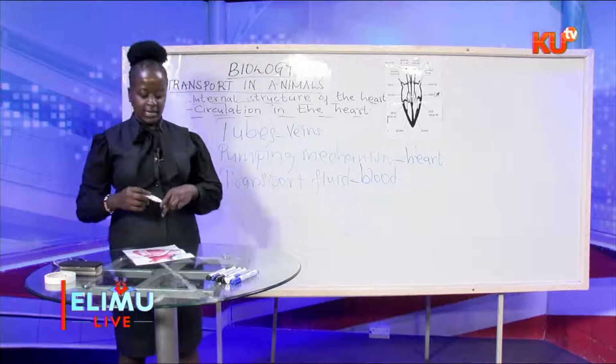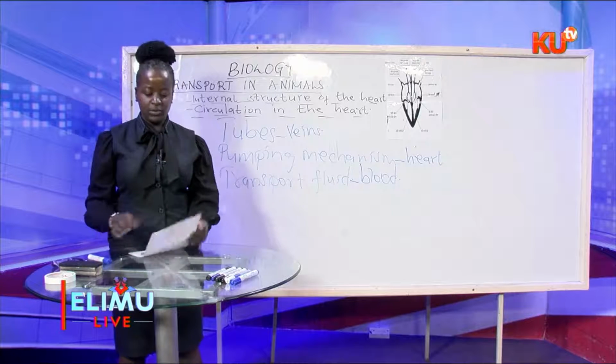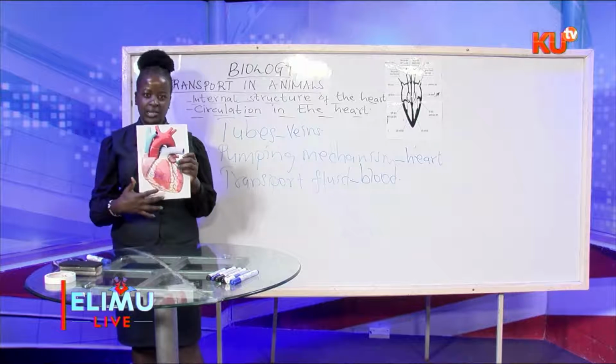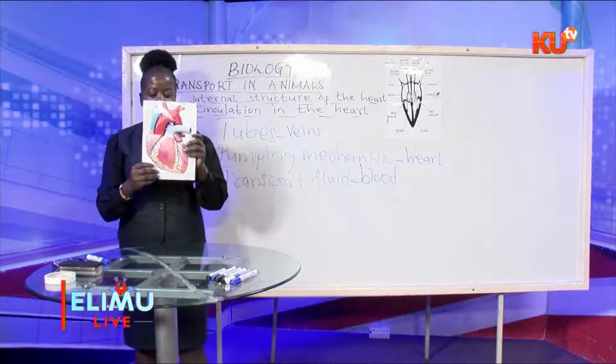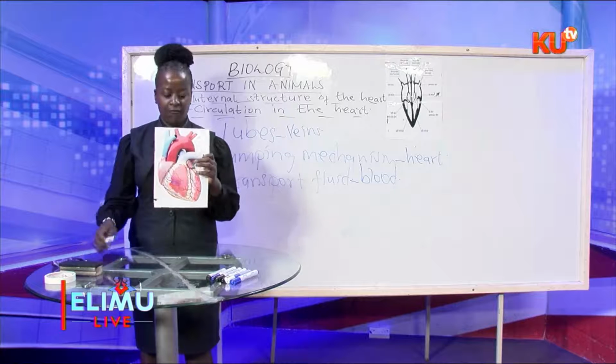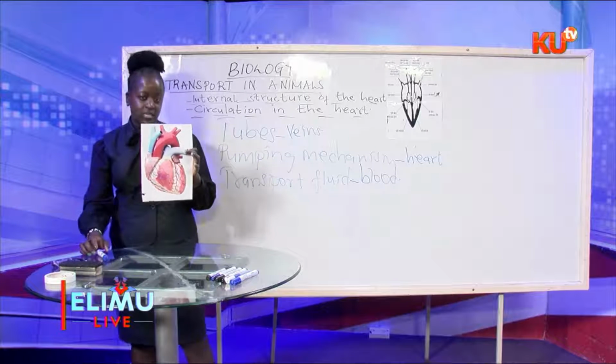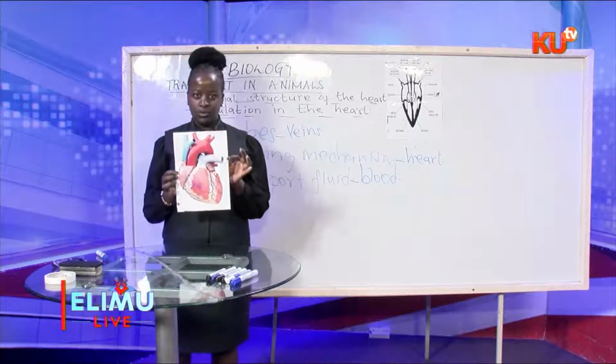So this heart generally looks like this. This is the external structure. This is how it looks on the outside. As you can see, there's a layer of fat around the heart, and this one acts as a shock absorber.